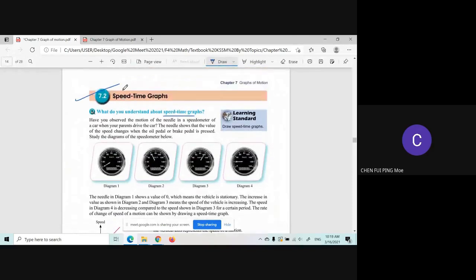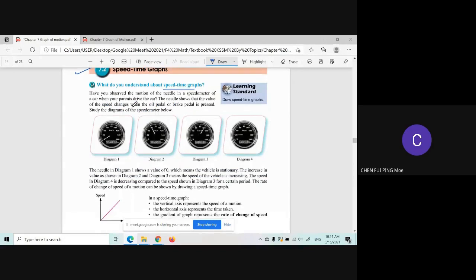Speed time graph. Previously you learned distance time graph. Now it is speed time graph. This one is speed, this one is time. So the y-axis is speed, and the x-axis is time.